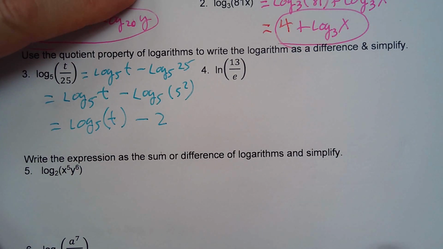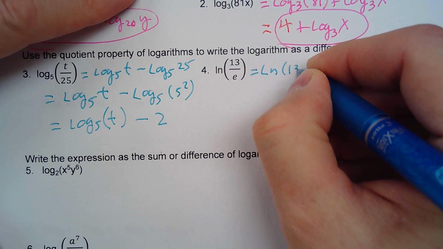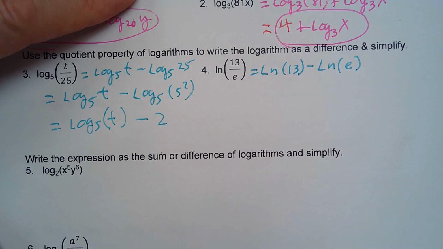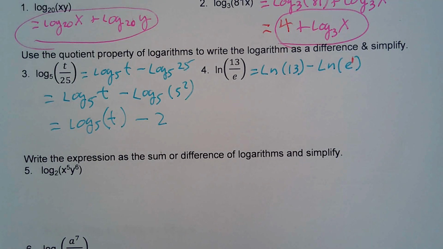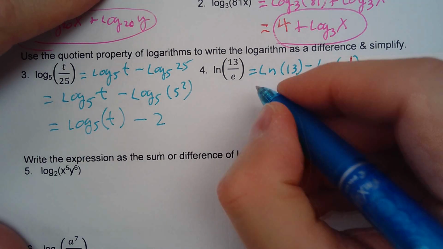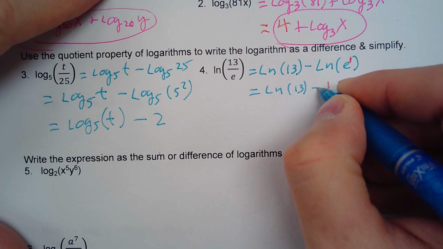All right, let's try this next one. So this is going to be ln of 13 minus ln of e. ln and e are composing a function with the inverse. My exponent's 1. So that's going to simplify to 1. So we're going to get the natural log of 13 minus 1.